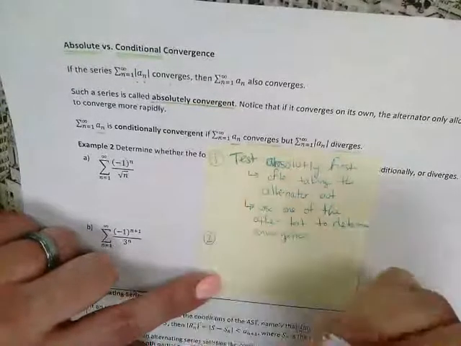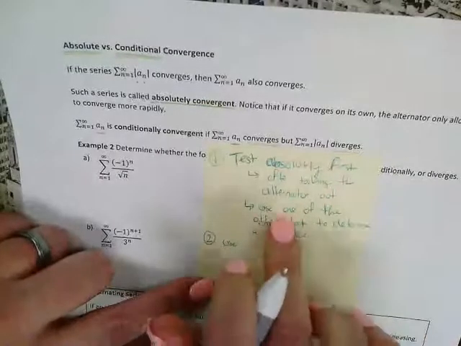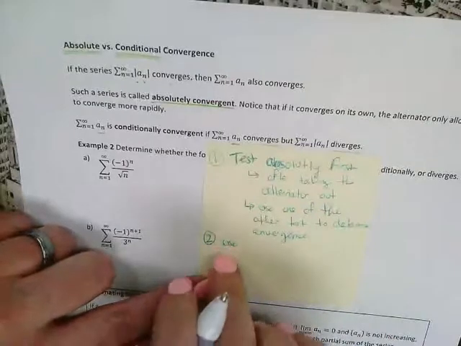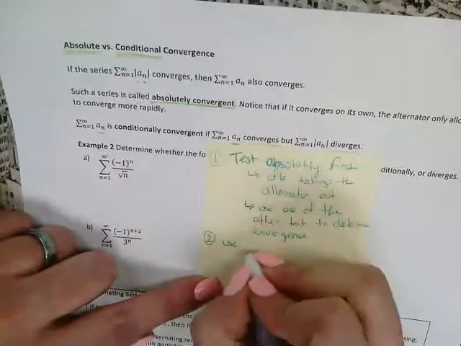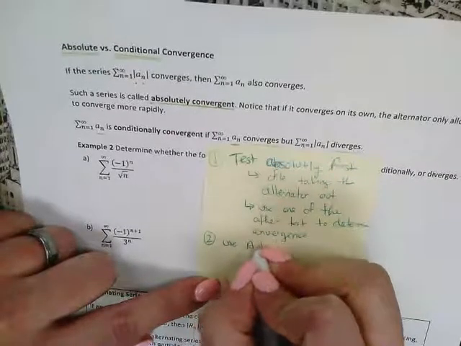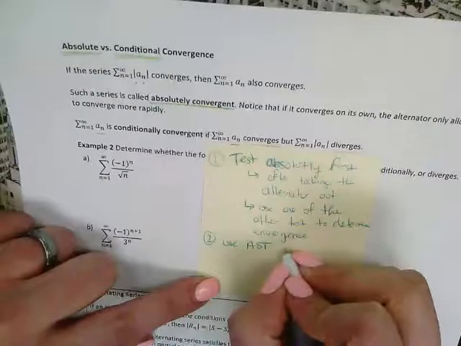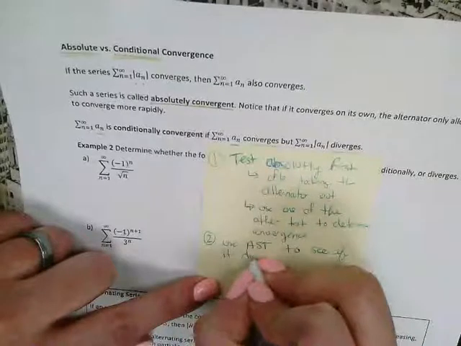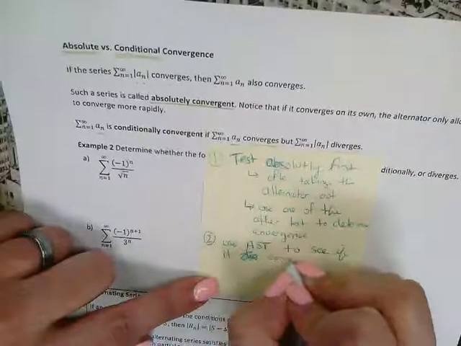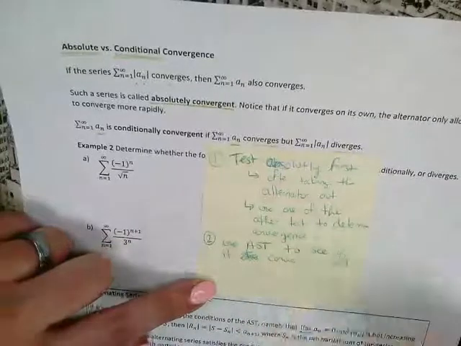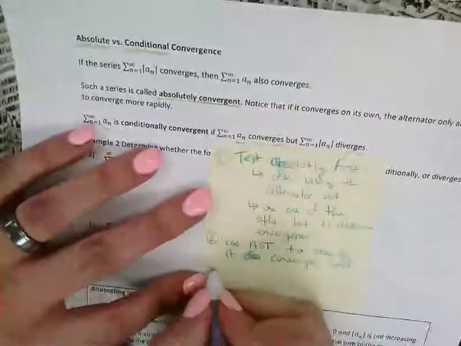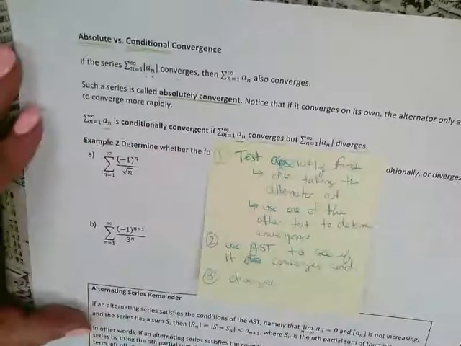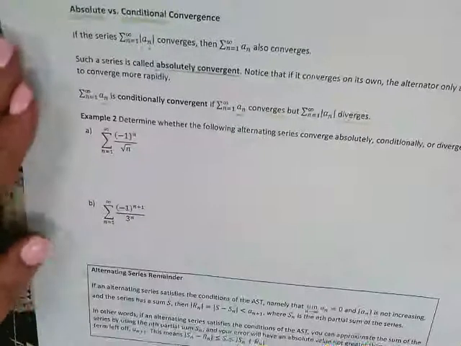Second, if this diverges, you have to now test for conditional. Okay? Conditional convergence means that it only converges if we use the AST. So we're going to use the AST to see if it converges conditionally. And then, of course, if both of these diverge, then you say that the whole thing diverges. Okay? So here's what I mean.